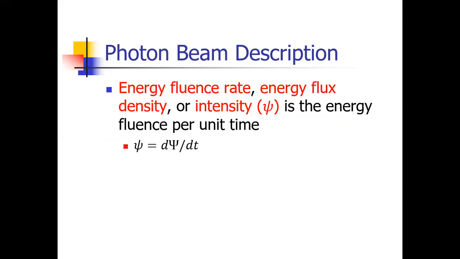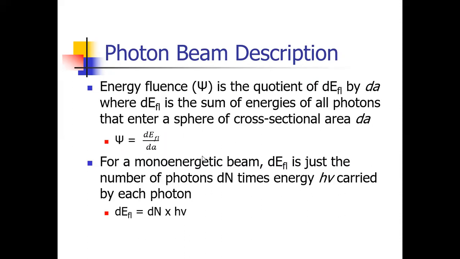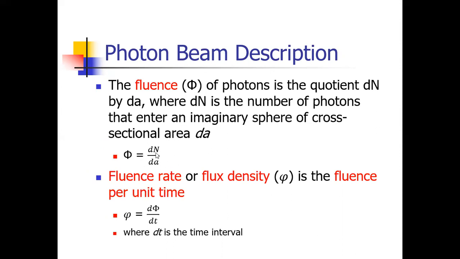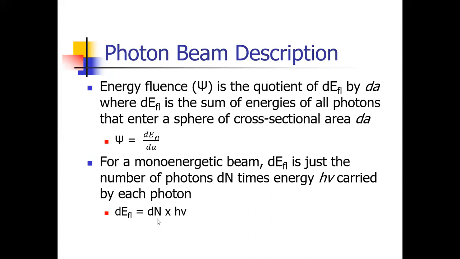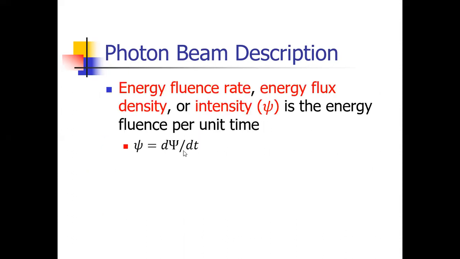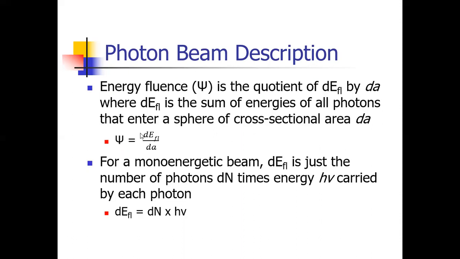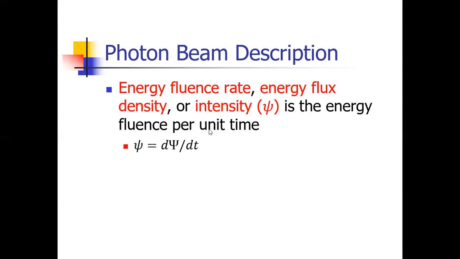The energy fluence rate, or energy flux density, or the intensity, is the energy fluence per unit time. I know there's a lot of concepts going on here right now. We've got fluence at the beginning. We've got the fluence rate. We've got energy fluence, which again is the number of particles going through multiplied by their energy. Now we're looking at the change of that energy fluence over time.